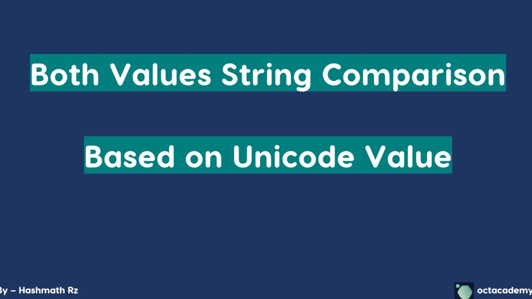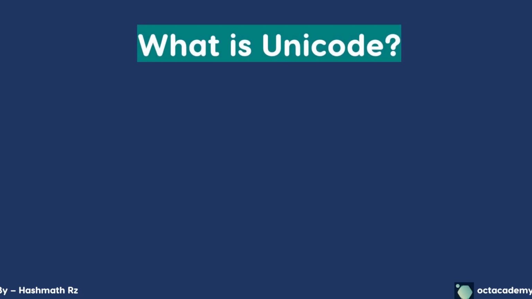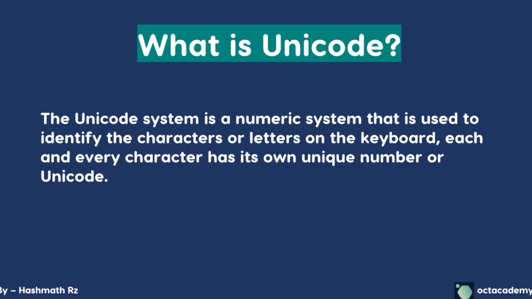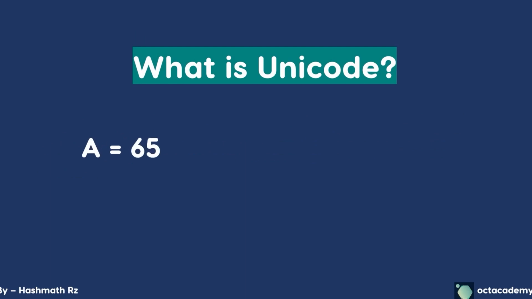Wait a minute, what is this Unicode? The Unicode system is a numeric system that is used to identify the characters or letters on the keyboard. Each and every character on the keyboard has its own unique number or Unicode. For example, if we press the capital letter A, for this letter, the Unicode is 65. This Unicode is different for uppercase and lowercase letters. For uppercase A, the Unicode number is 65, and for the lowercase letter a, the Unicode number is 97.